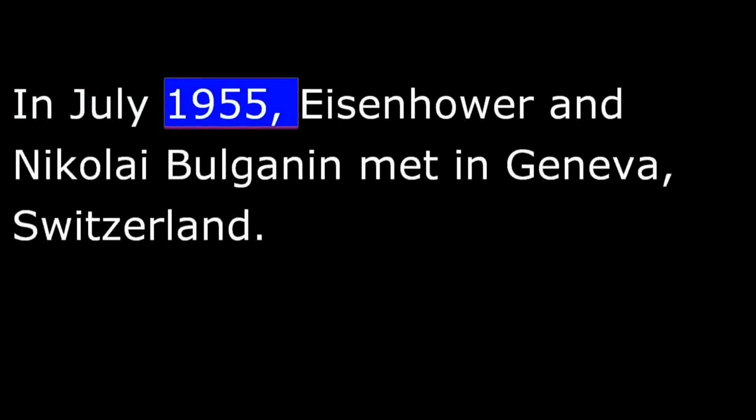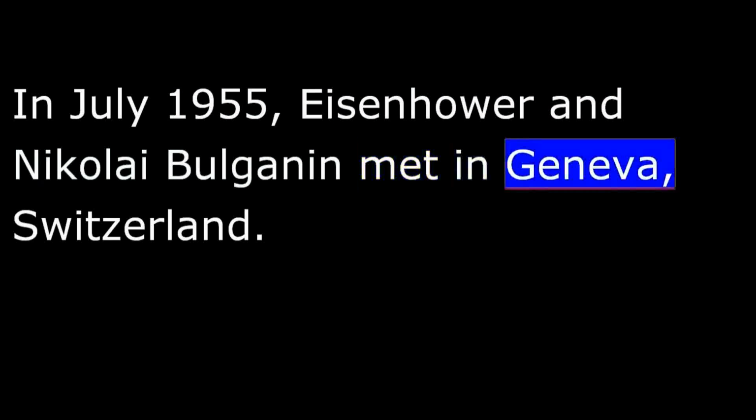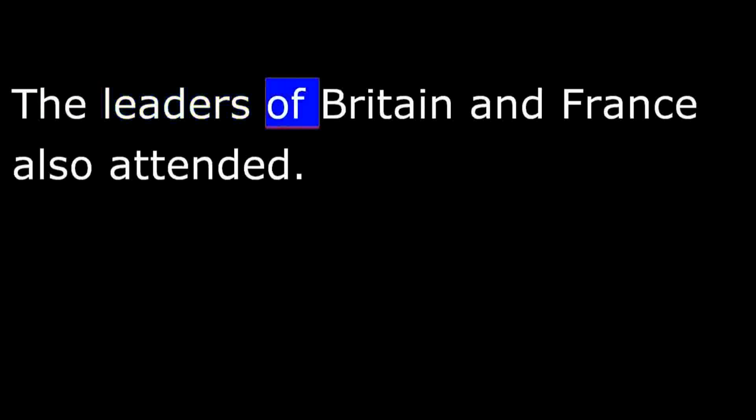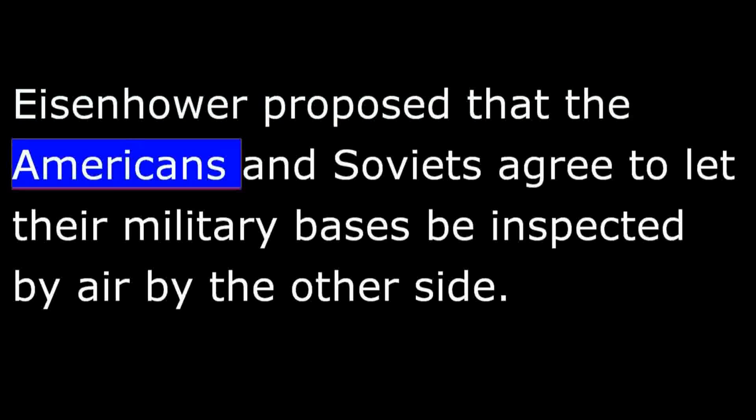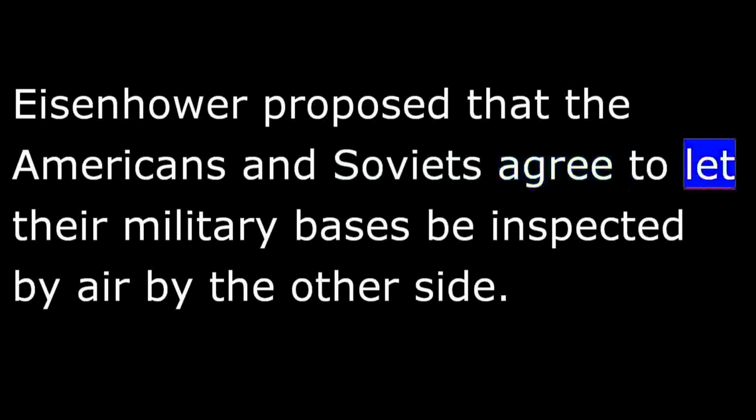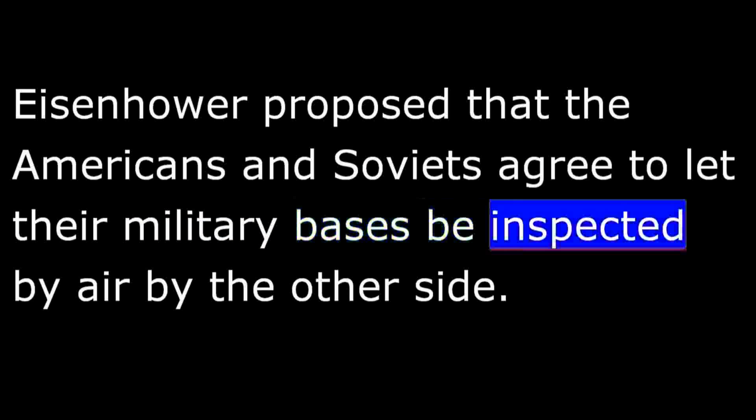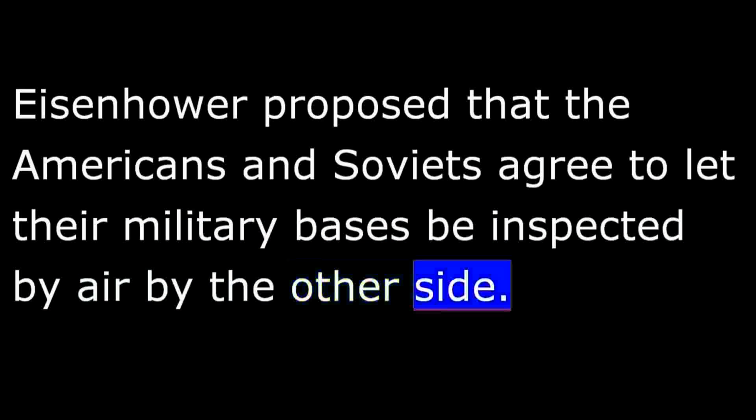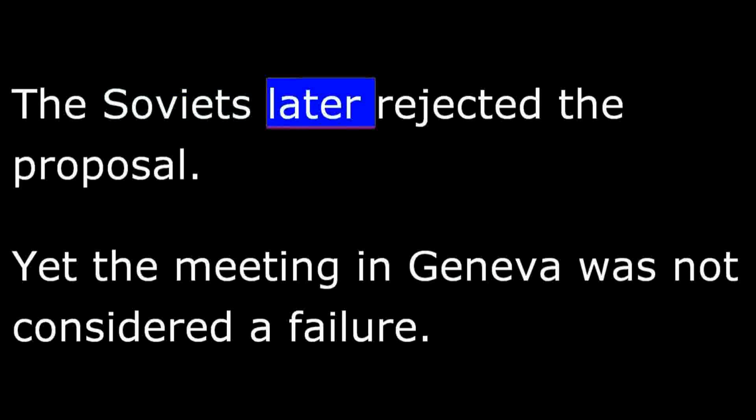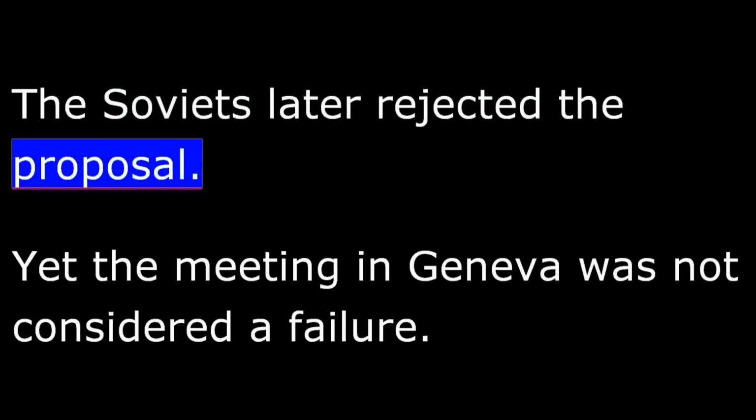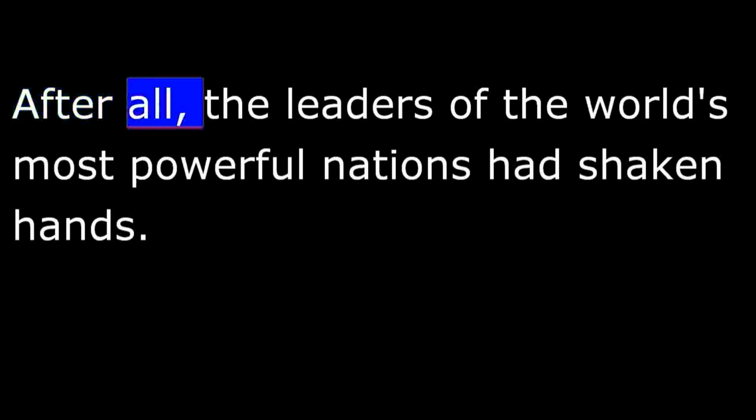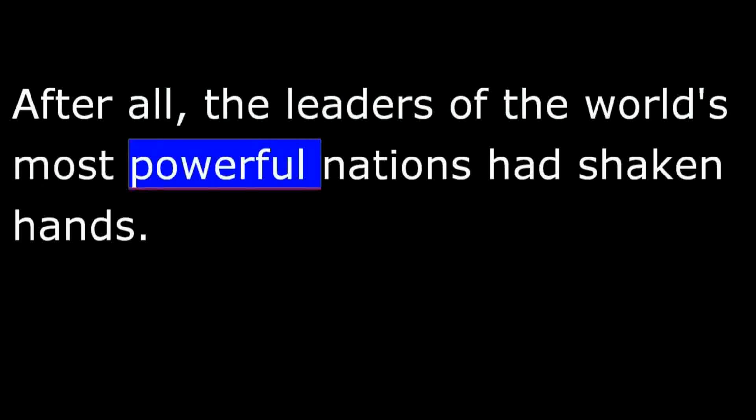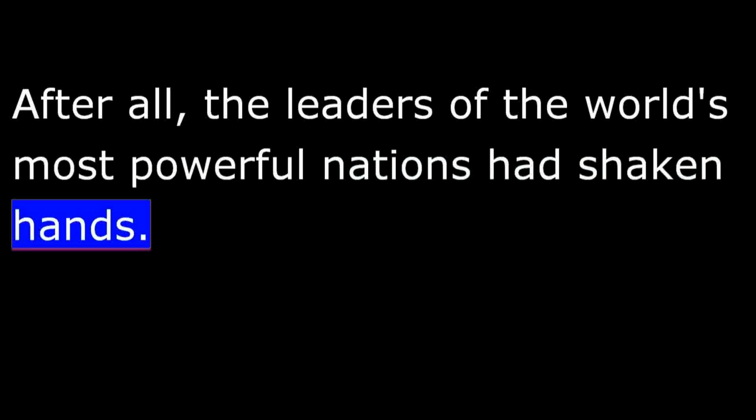In July 1955, Eisenhower and Nikolai Bulganin met in Geneva, Switzerland. The leaders of Britain and France also attended. Eisenhower proposed that the Americans and Soviets agree to let their military bases be inspected by air by the other side. The Soviets later rejected the proposal. Yet the meeting in Geneva was not considered a failure. After all, the leaders of the world's most powerful nations had shaken hands.